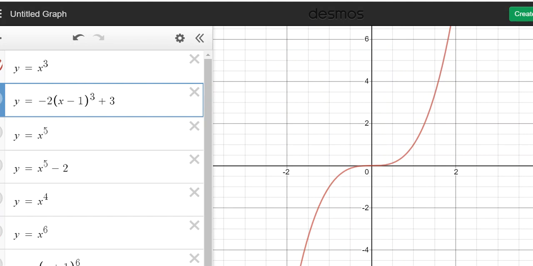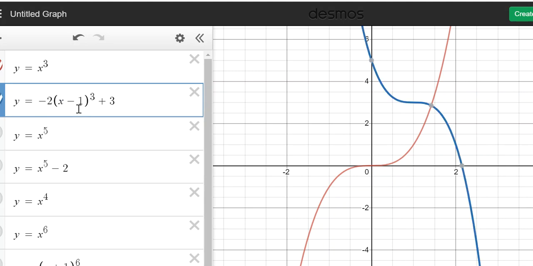Now, before I show you part C, negative 2 times quantity x minus 1 cubed plus 3, I want you to take a look at the parent graph. This is the parent graph of x cubed. You can see the origin right at 0, and you can see the shape of it. Now, a few things are going to happen here. We have this minus 1. We have this plus 3. And think about what happens with that minus 1 and that plus 3, and then maybe even that negative 2 on the front.